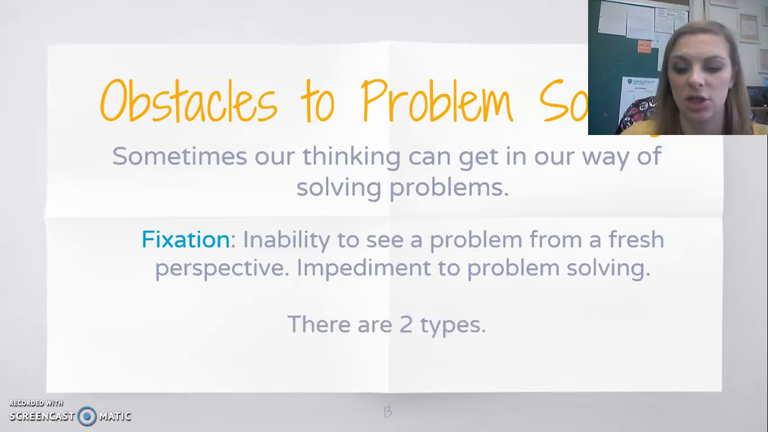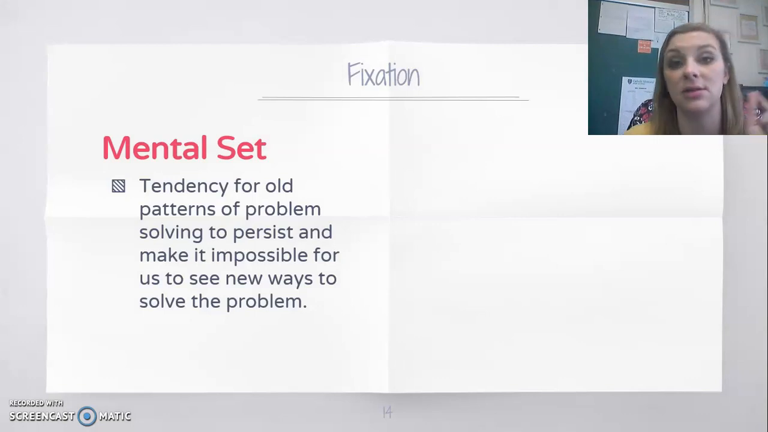There are two types of fixation. The first is a mental set. A mental set is the tendency for our old ways of problem solving to stay around, and we make it impossible for us to see the problem in new ways. Okay, so if you have always solved a problem a certain way, you are no longer going to be able to see new ways of solving that problem. You're always going to go to that.